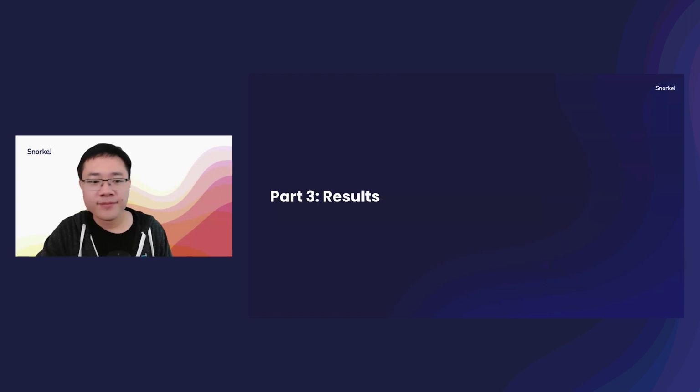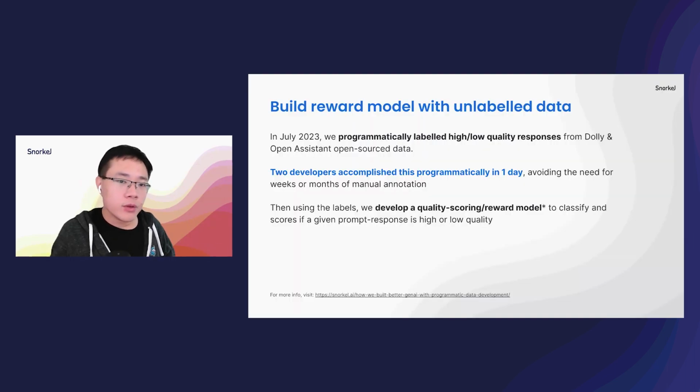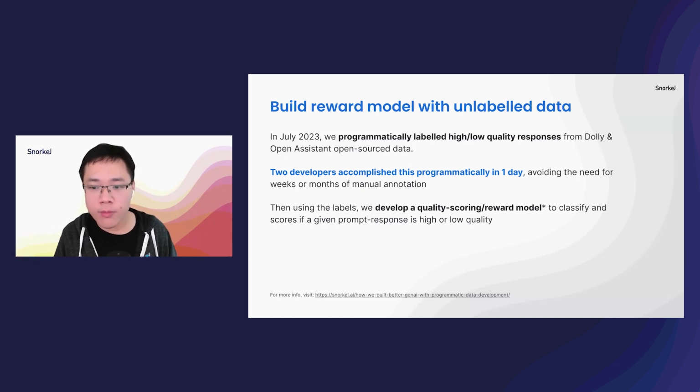Here are some results. You can build a reward model with unlabeled data programmatically. Back in July 2023, we programmatically labeled high or low quality responses from DALL-E and Open Assistant open source data. Two developers accomplished this in one day because we do it through programs and avoid the need for weeks or months of manual annotation. Then using the above labels, we developed a quality scoring model, or you can call it a reward model, to classify and score whether a response is high or low quality.